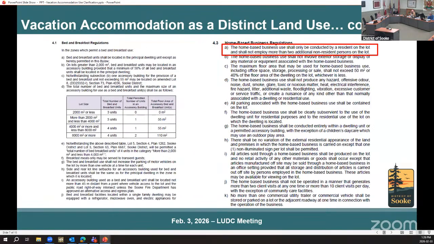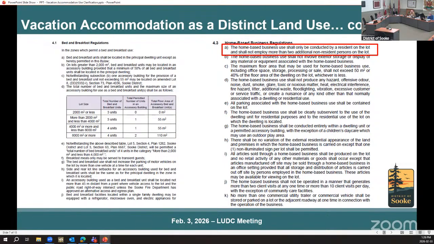This slide provides an example of the bed and breakfast on the left and home-based business regulations on the right, which exist in the general regulations section of the zoning bylaw. These are clearly distinct accessory uses, land uses with their own suite of regulations. Something similar for vacation accommodation is what's being recommended by staff.